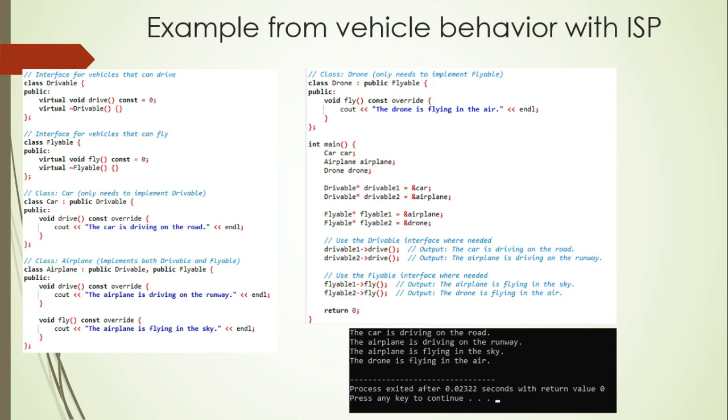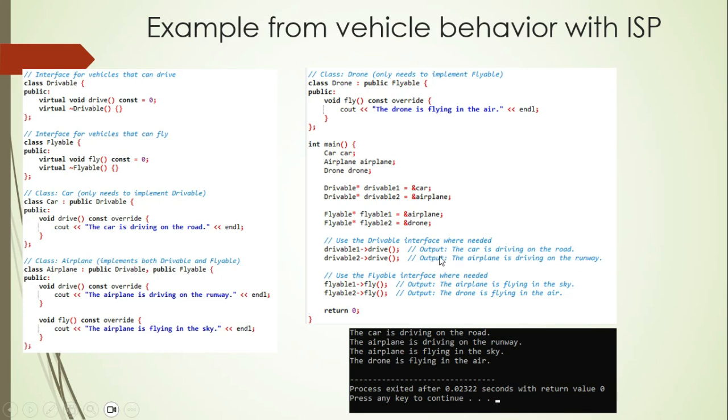Flyable *flyable1 is equal to an aeroplane, and similarly Flyable *flyable2 is equal to a drone. So the 2 pointers of the type flyable are created and assigned to aeroplane and drone, allowing you to call flyable1 fly and flyable2 fly. If we see in detail these function calls, drivable1 drive calls the drive method for the car, printing the car is driving on the road.